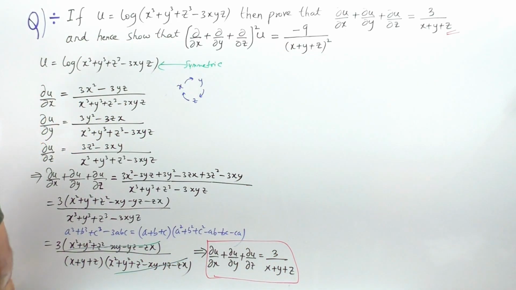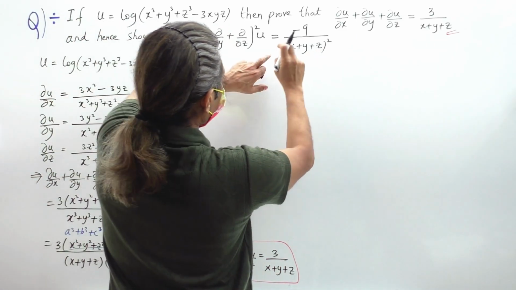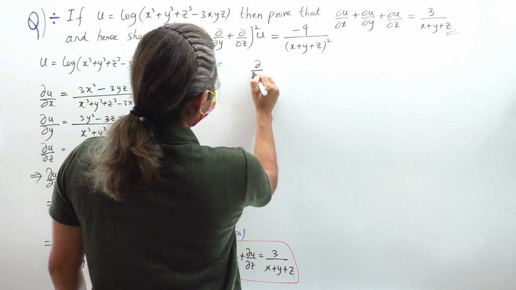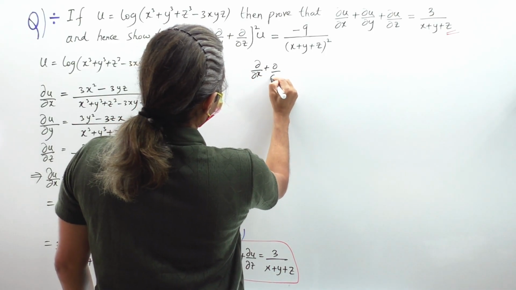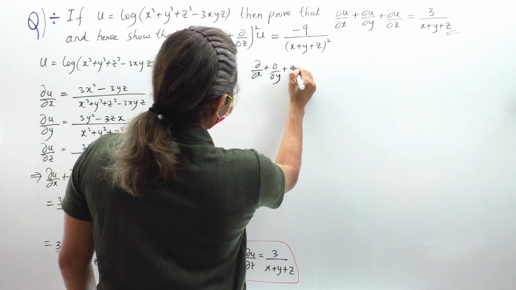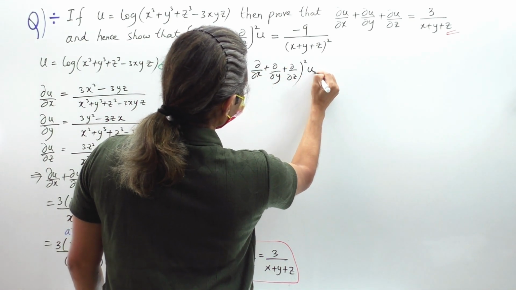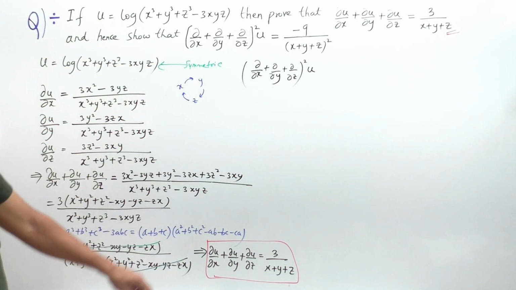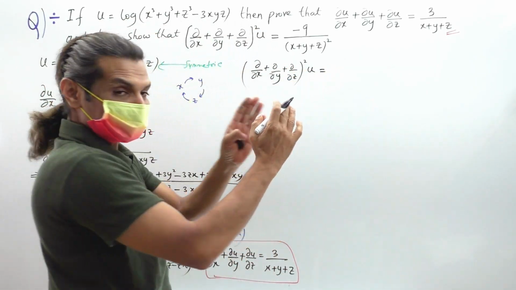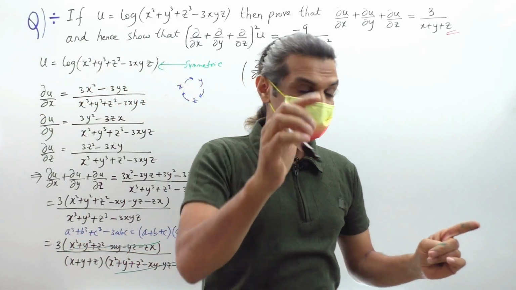So let's write first what they are asking. They are asking (∂/∂x + ∂/∂y + ∂/∂z)² u. See, I can write this as, I will separate the square. x² can be written as x into x, right?